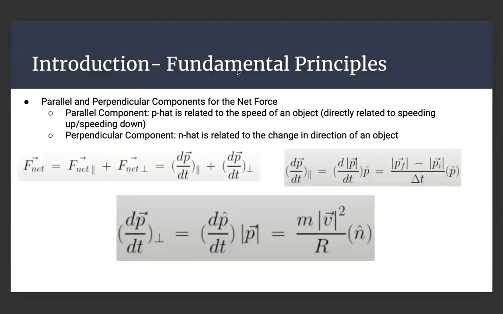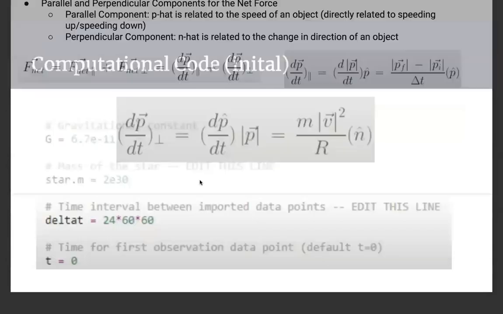Another fundamental principle that existed throughout this experiment was the parallel and perpendicular components for the net force. The parallel component, or p hat, is related to the speed of an object, which is directly related to speeding up and speeding down, of course, while the perpendicular component n hat is related to the change in the direction of an object. And here I have a few theories that pretty much elucidate the parallel and perpendicular components further.